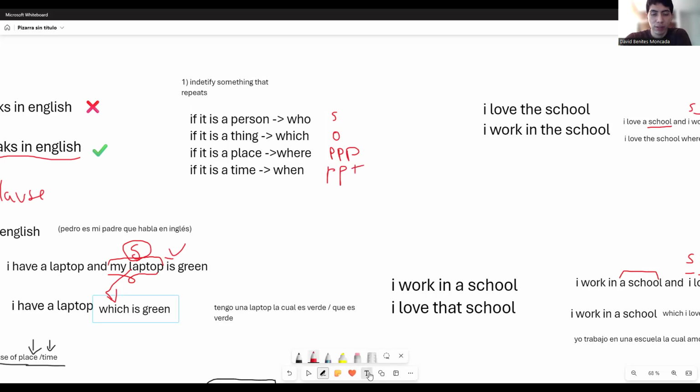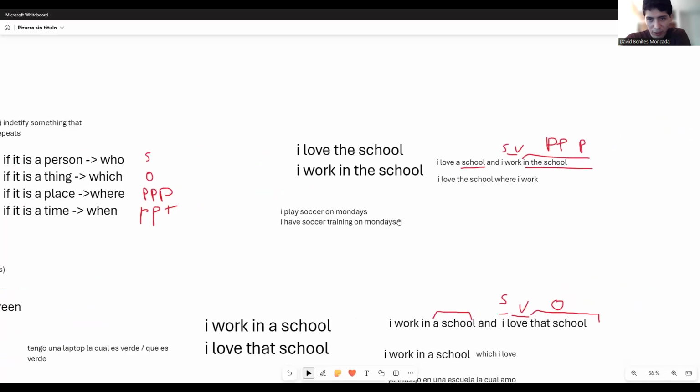Now this is for you. I play soccer. I play soccer on Mondays. And then you say, I have soccer training. I have soccer training on Mondays. So focus on this part.